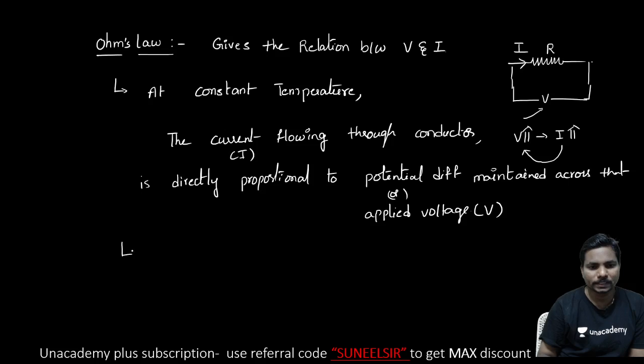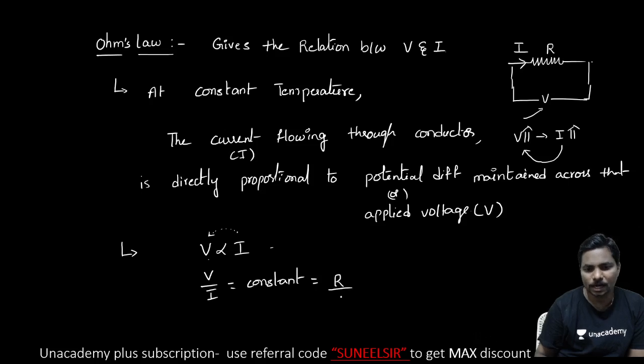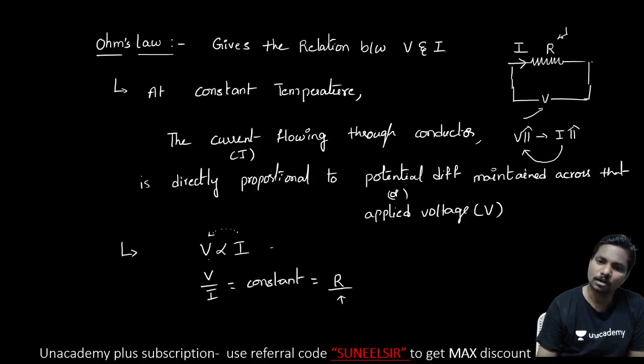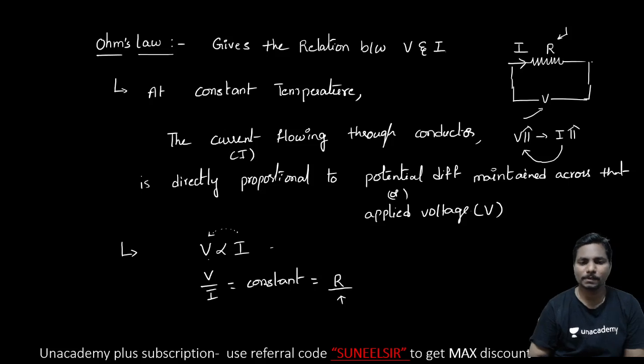We can represent this mathematically as V proportional to I. That means the current depends on the voltage difference or applied voltage. So V by I must be a constant. That constant is nothing but the resistance. Everyone be careful and listen: only when this resistance is constant is Ohm's law applicable.